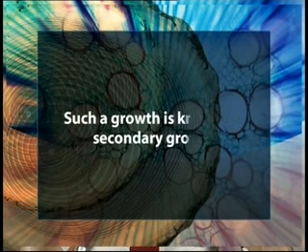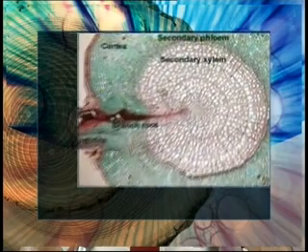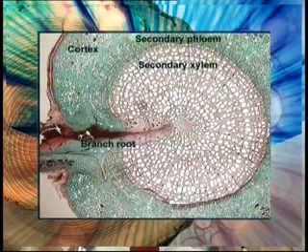growth. Such a growth is known as secondary growth. It is the result of the activity of secondary meristem. It results in the formation of secondary permanent tissues such as secondary xylem, secondary phloem and secondary cortex. As a result, secondary growth brings about an increase in the girth of plant body.